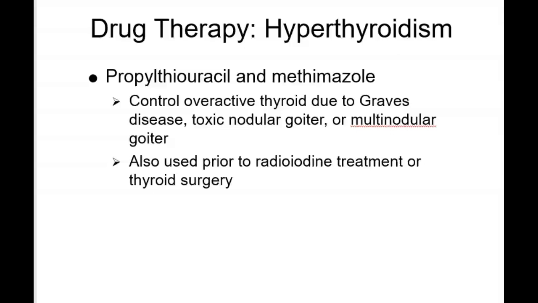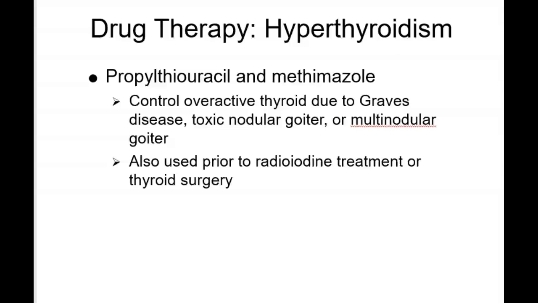Propylthiouracil, commonly written as PTU, and methimazole are effective antithyroid drugs. They are used to control overactive thyroid due to Graves' disease, toxic nodular goiter, or multinodular goiter. They are also used prior to radioiodine treatment or thyroid surgery. One way to help remember that propylthiouracil, or PTU, helps to bring down thyroid hormone levels is to think of PTU standing for puts thyroid under. So PTU is a medication that is used to bring down those thyroid hormone levels.